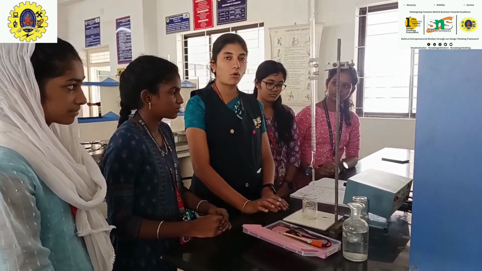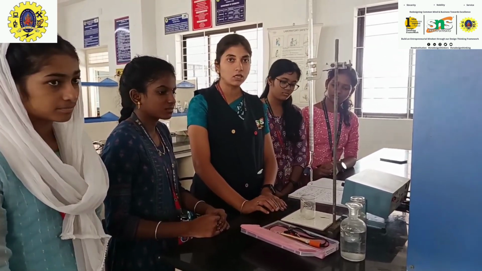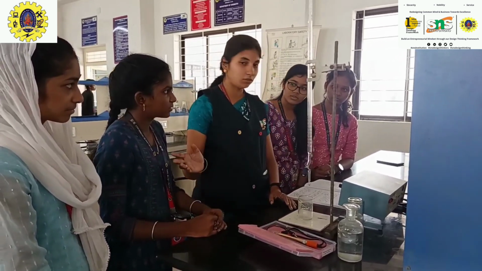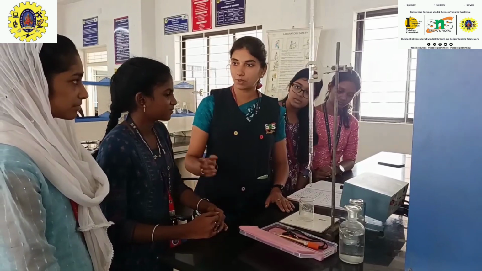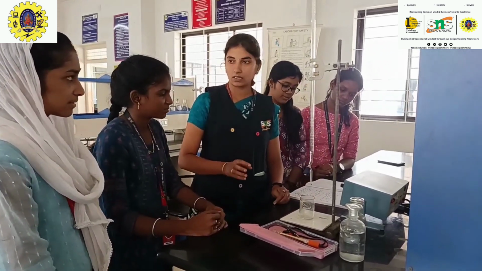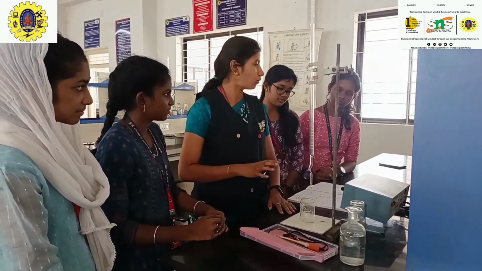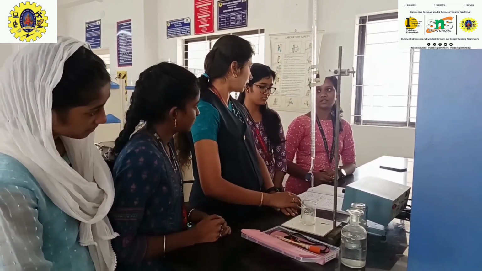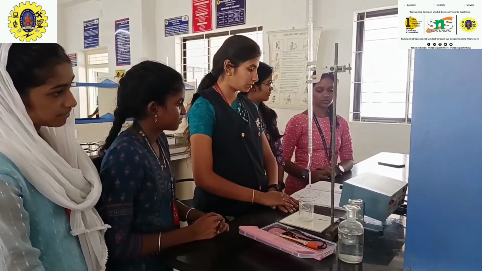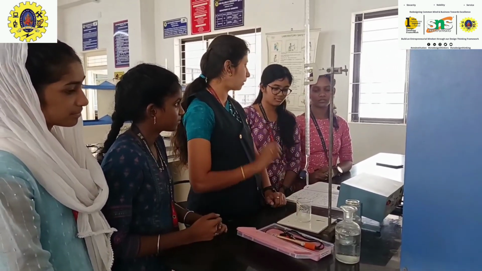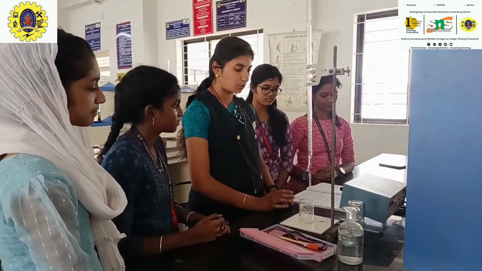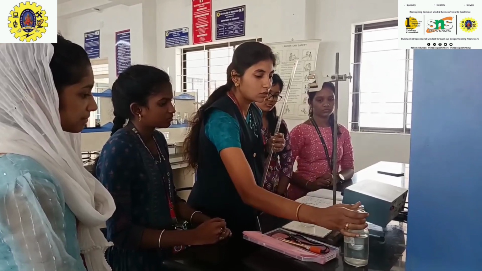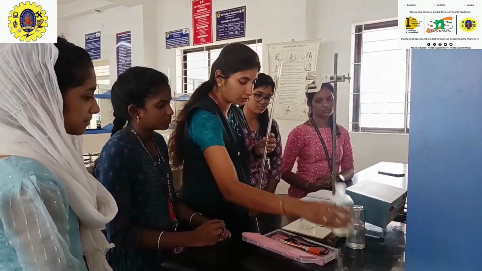A standard solution of 0.1 N sodium hydroxide is given in this apparatus. What is the burette solution? Sodium hydroxide. And what is the pipette solution? A mixture of acids, HCl and acetic acid, combined together. We are using a conductivity cell and noting the conductance value. The experiment is carried out at room temperature. The burette is filled with sodium hydroxide.